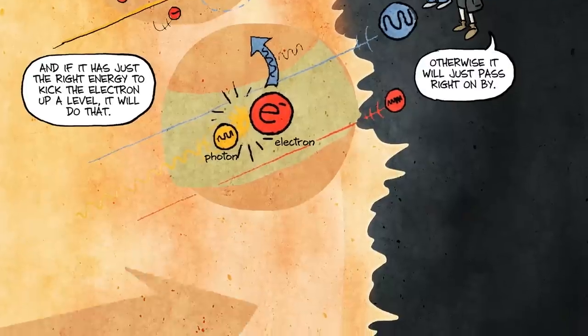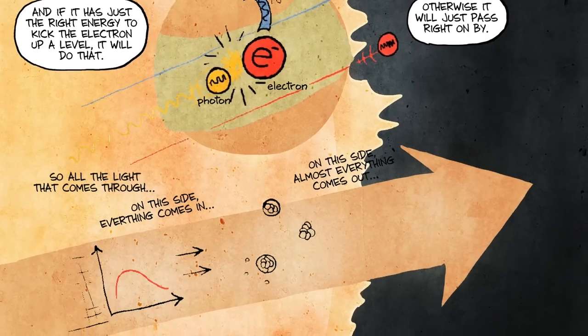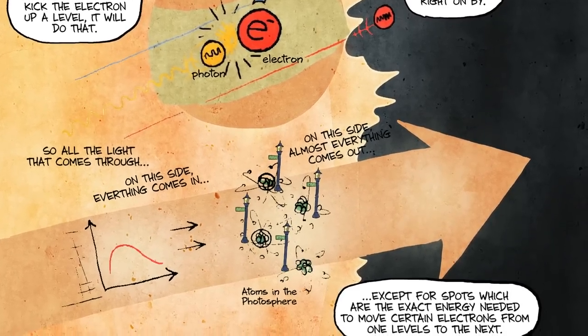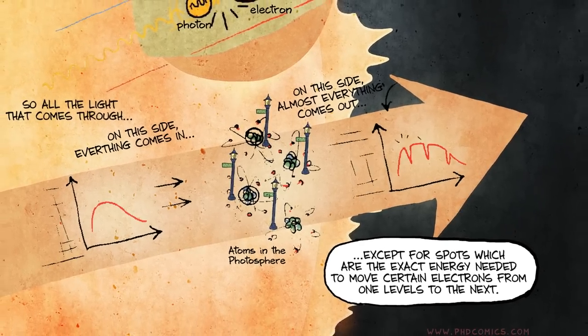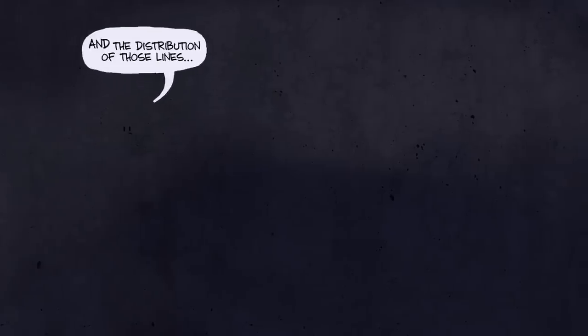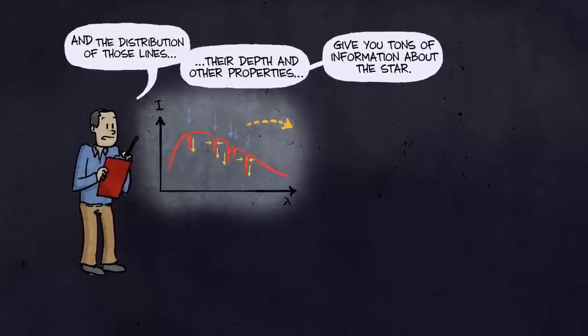And so all the light that comes through, on this side, everything comes in. On this side, almost everything comes out. Everything except a couple spots in here, a couple holes, which are exactly the energy to move from here to here, which are absorbed away. And the distribution of those lines, their depths and other properties, give you tons of fundamental information about the star.